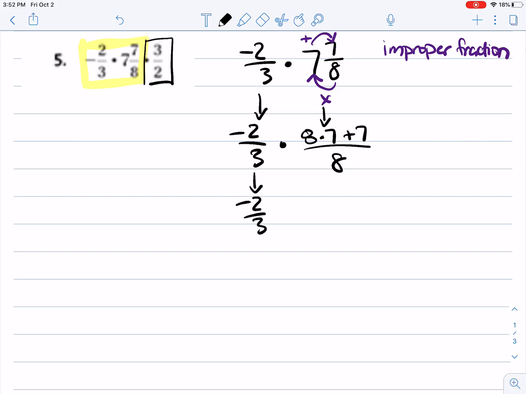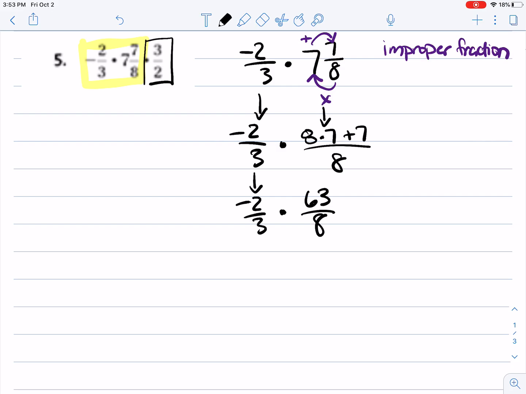Again, this stays the same. 8 times 7 is 56, plus 7 is 63, all of that over 8. Okay. So now we're going to multiply, and these are some really big numbers.